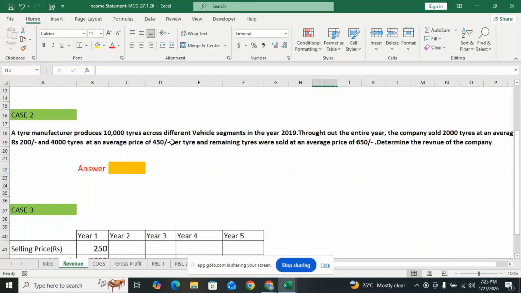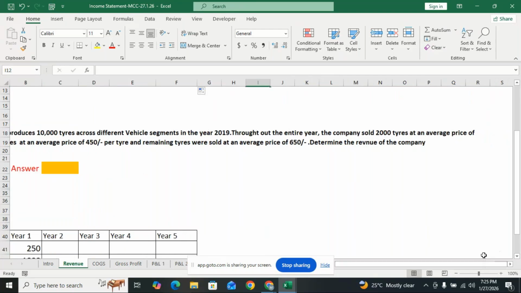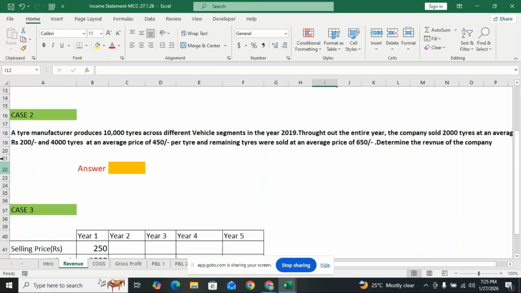A tire manufacturer produces 10,000 tires across different vehicle segments in the year 2019. Throughout the entire year, out of 10,000 tires, he sells 2,000 tires at a price of 200, 4,000 tires at an average price of 450 per tire, and the remaining tires were sold at an average price of 650. What is the total revenue generated for the company?